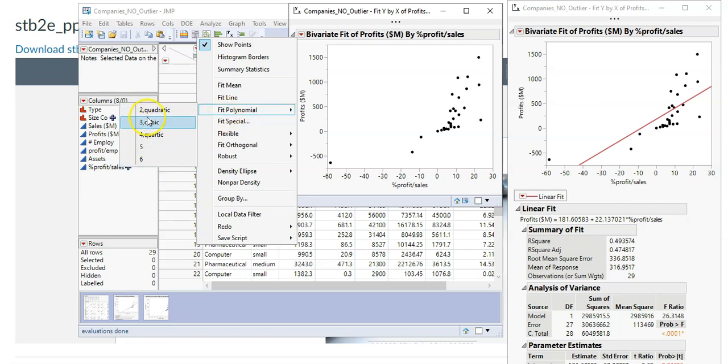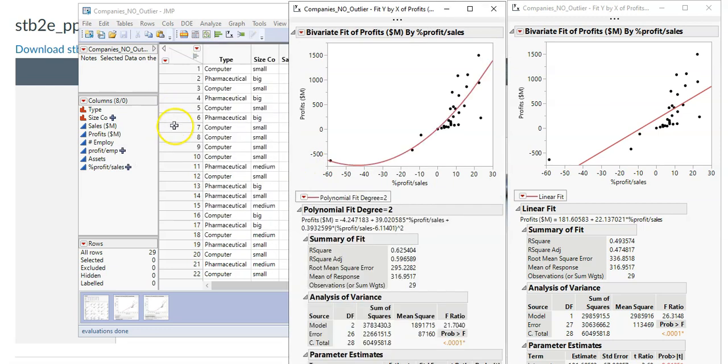All of these are considered nonlinear because they don't look like a line. If you remember from algebra, quadratics look like a U, right? They can expand or they can be narrowed down, depending on the data that we have. So let's use a quadratic first.